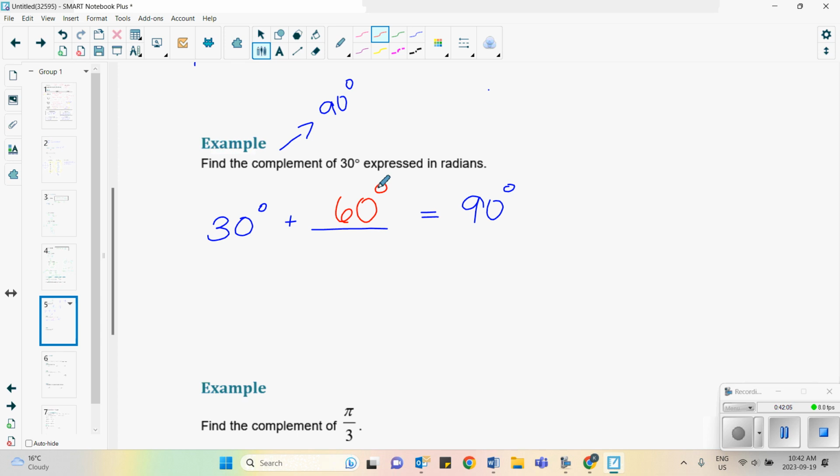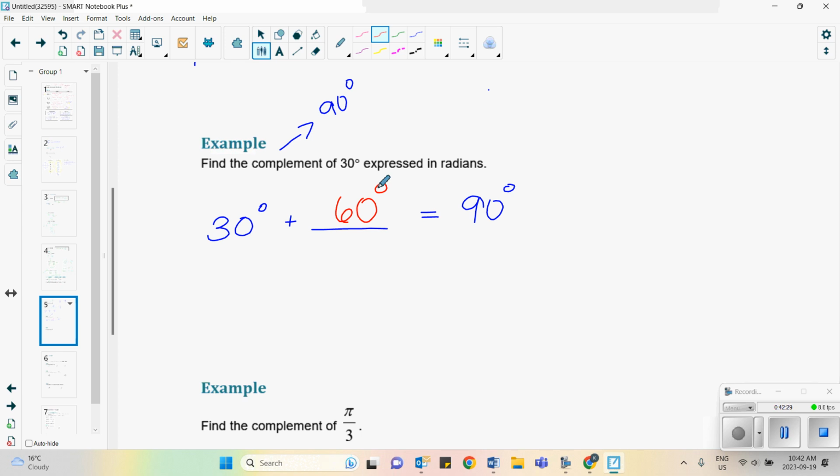Okay, but this question doesn't want 60, it wants it as radians. So you can do it one of two ways. Guys, this is stuff that's critical to understanding, and I appreciate we're having fun, Jonah. I need you to start paying attention.